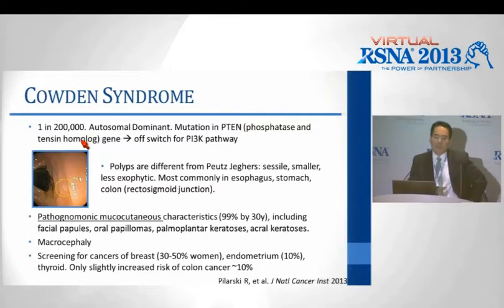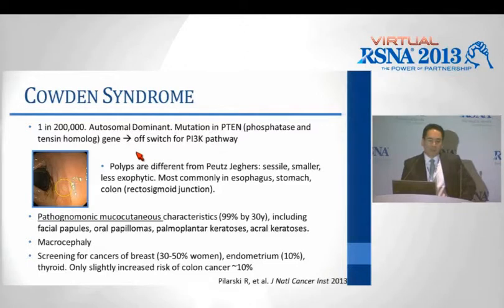It occurs in 1 in 200,000, autosomal dominant, and the gene product acts as an off-switch in the PI3 kinase pathway. The problems are quite different from Peutz-Jeghers. The polyps are very much smaller, they're sessile, they're less exophytic, and they commonly occur in the esophagus, stomach, and colon. And this one was actually in the rectosigmoid junction. They have very pathognomonic skin characteristics, and the vast majority develop macrocephaly, which is detected on physical exam, and screening is offered for cancers of the breast, if you're a woman, the endometrium and the thyroid. The risk of cancer is just slightly increased compared to the general population, about 10%.